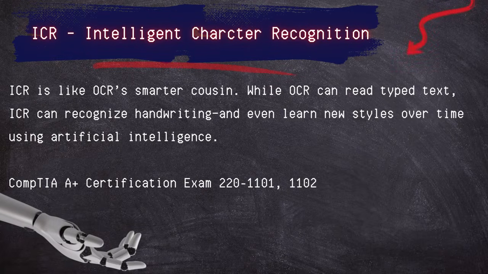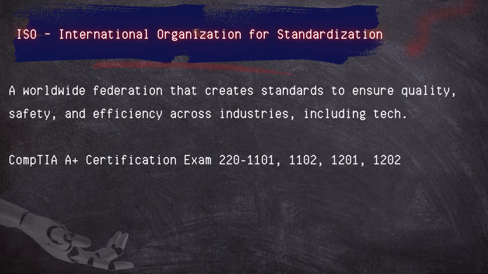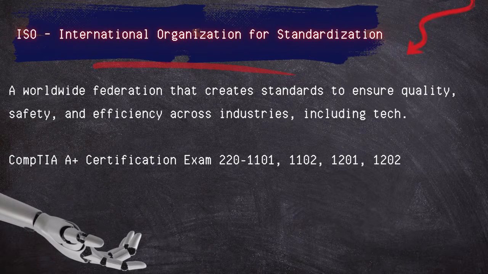ICR, Intelligent Character Recognition. Now, ICR is like OCR's smarter cousin. While OCR can read typed text, ICR can recognize handwriting and even learn new styles over time using artificial intelligence. ISO, the International Organization for Standardization. ISO is a worldwide federation that creates standards to ensure quality, safety, and efficiency across industries, including tech.